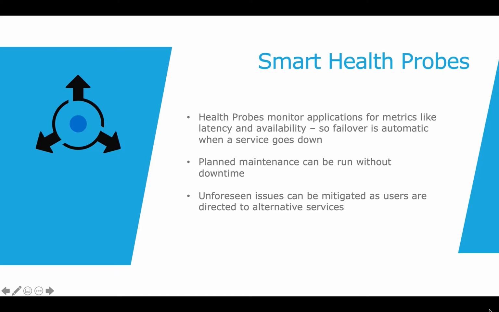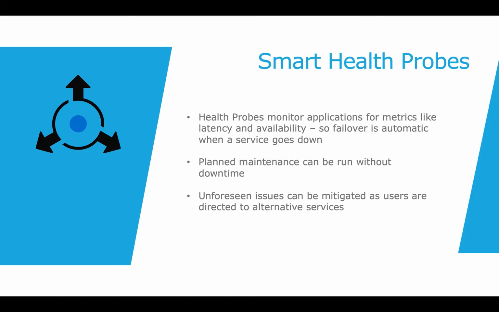The next feature I'm going to talk about is smart health probes. Now you're probably familiar with health probe monitoring on various applications and suites designed to keep an eye on services and alert you or fail them over when they go down. It's exactly the same in Front Door. So health probes monitor applications for metrics like latency and availability, so that if there's a failure condition, that failover can be automated if a service goes down.